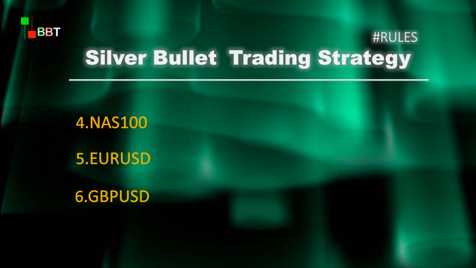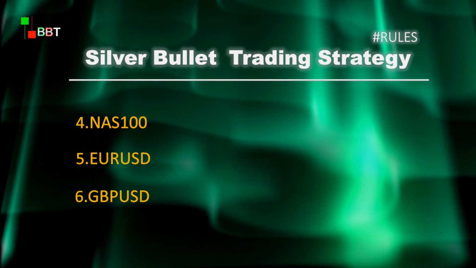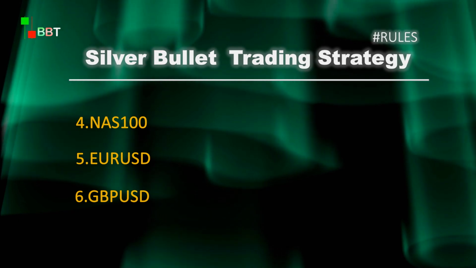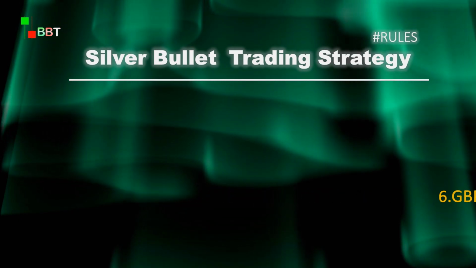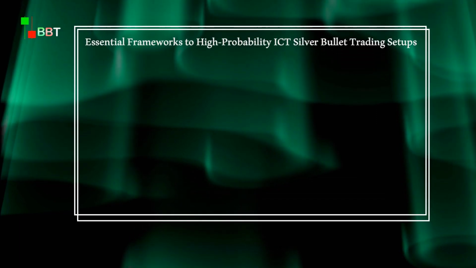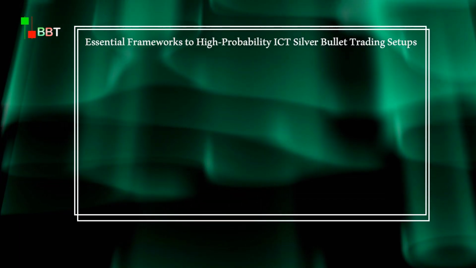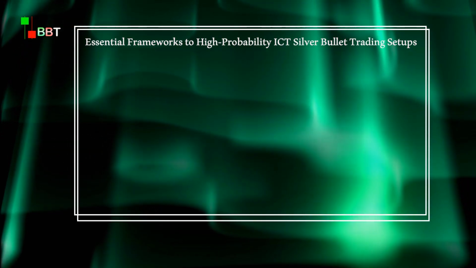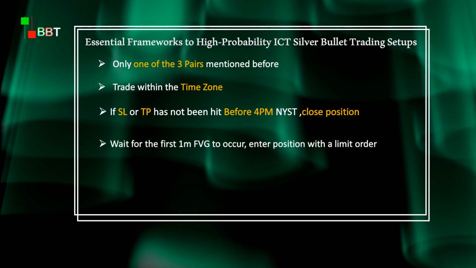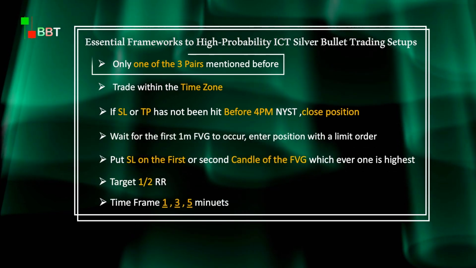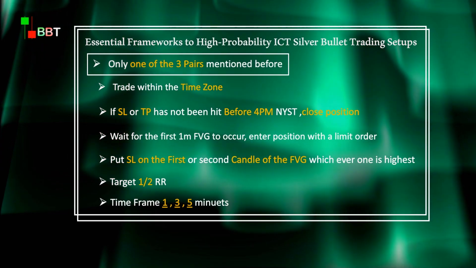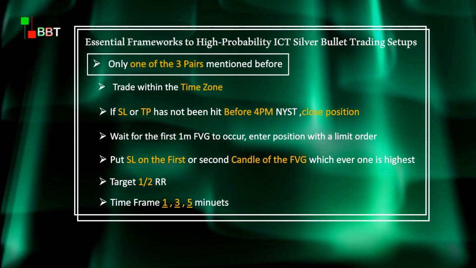What ICT itself recommends as the best pairs for the silver bullet strategy are NAS 100, EUR USD, GBP USD. There are other essential silver bullet trading regulation frameworks to consider. Be sure to adhere to these frameworks and do not violate your own rules. Rules are very important. We should trade on these 3 pairs, 1 currency is enough for you. You don't need to put 10 charts in front of you 24 hours a day and check them. The key to becoming proficient in the market is concentration.